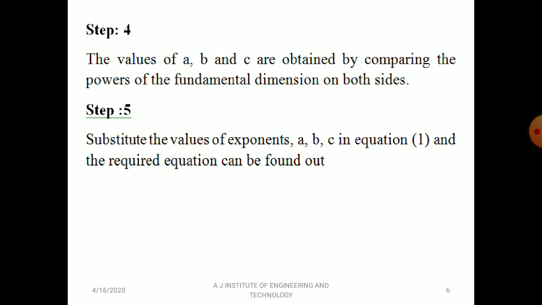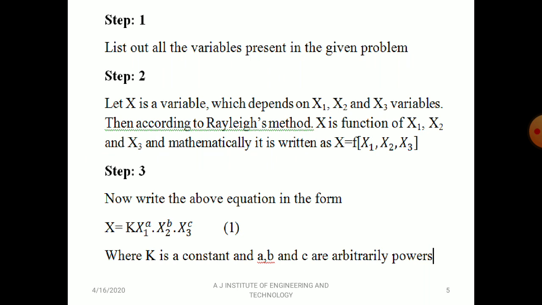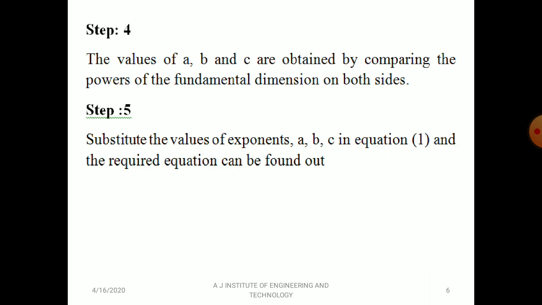Step 5: substitute the values of exponents a, b, c in equation 1 and get the required equation. Equation 1 is x equal to k into x1 to the power a into x2 to the power b into x3 to the power c. We can substitute back the values of a, b, c obtained using dimensional homogeneity in that expression, and we get the final expression for the dependent parameter. So these are the steps involved in Rayleigh's method.